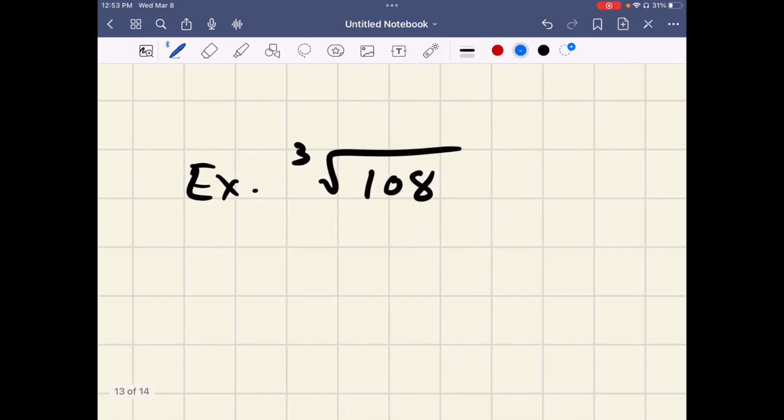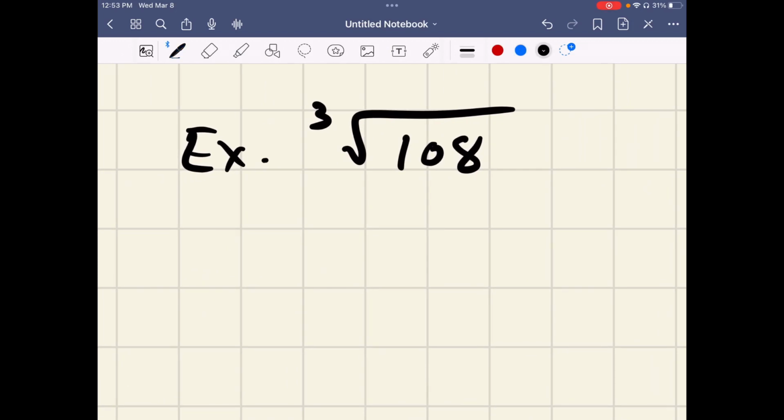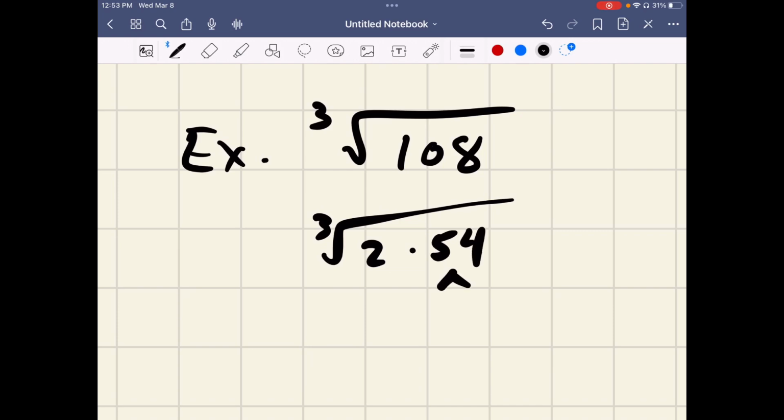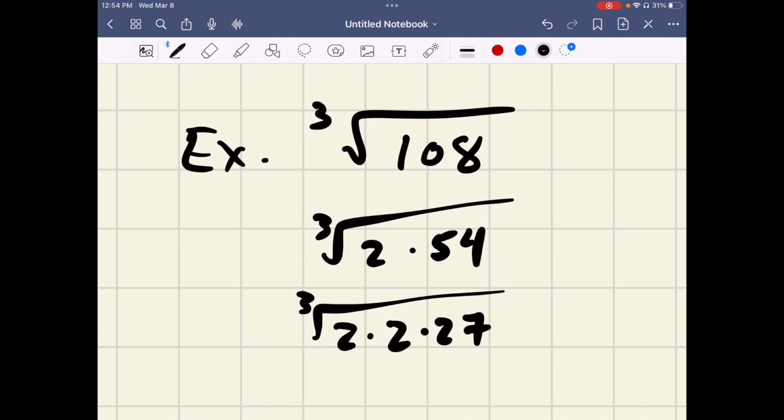All right, now we're going to move on to the next example. Similar but different, because now you can notice I have a cube root instead of a square root. So the idea is if 108 is a perfect cube, it's simple, I'm done. But we know it's not. So I have the cube root of 108. I'm going to start to break it down into its factors. I know that to be 2 and 54. So now, I don't have a perfect cube yet, so I'm going to break that down even more. So I'm going to break that down into the cube root of 2 times 2 times 27. Again, if I take all these things, multiply them back out, I still get 108.